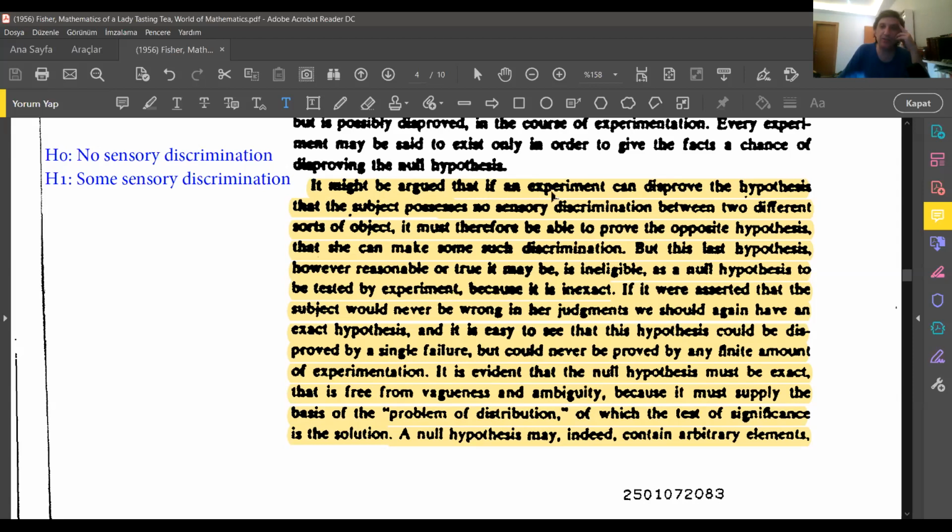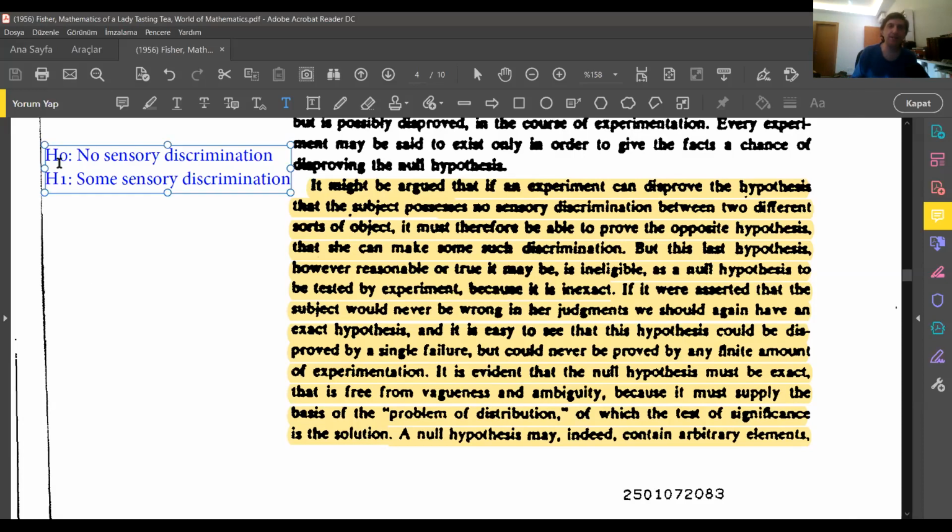It might be argued that if an experiment can disprove the hypothesis that the subject possesses no sensory discrimination between two different sorts of objects, so it can disprove H0, which is going to lead to H1. No sensory discrimination can be disproved. If you can come up with that test, he says, it must therefore be able to prove the opposite hypothesis, that she can make some such discrimination.